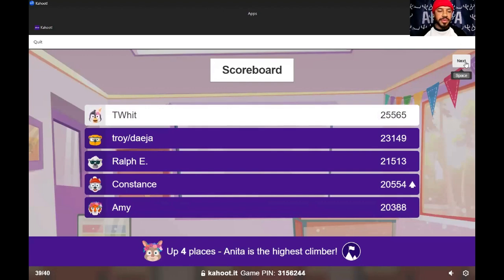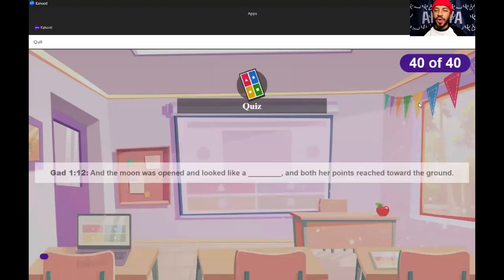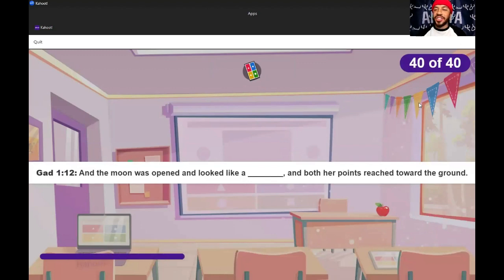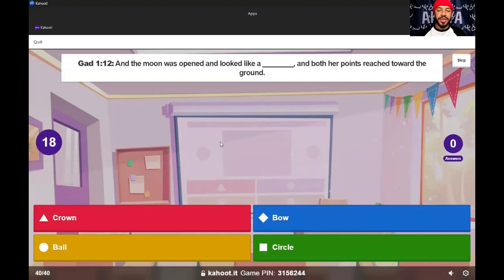Here we go. Is this the last one? This is the last question. 40. This is Gad, chapter 1, verse 12. And the moon was opened and looked like a blank, and both her points reached towards the ground. Red, crown; blue, bow; yellow, ball; green, circle. The moon looked like a blank, and both her points reached towards the ground. 5 seconds.